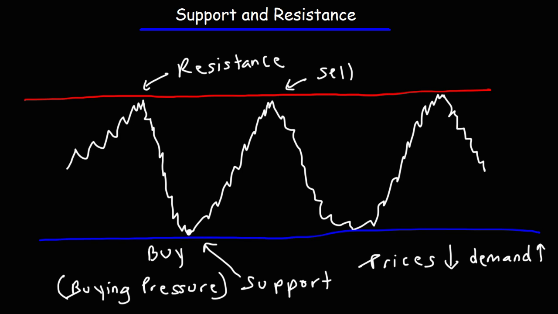Now the reverse is true on the other side. When prices rise, demand typically falls. And it makes sense because there's not many stock traders who want to buy the stock at a high price. And so you typically have fewer buyers at areas of resistance, and you usually have more sellers. Most people want to sell at the high price. There's a lot of profit taking at areas of resistance. Thus, there's more selling pressure at that point.